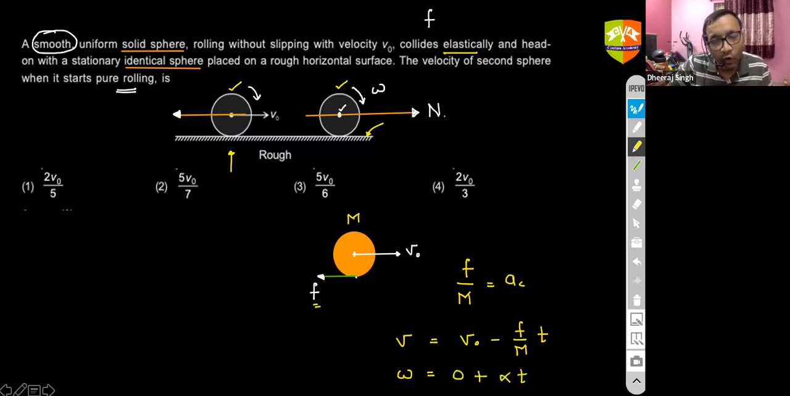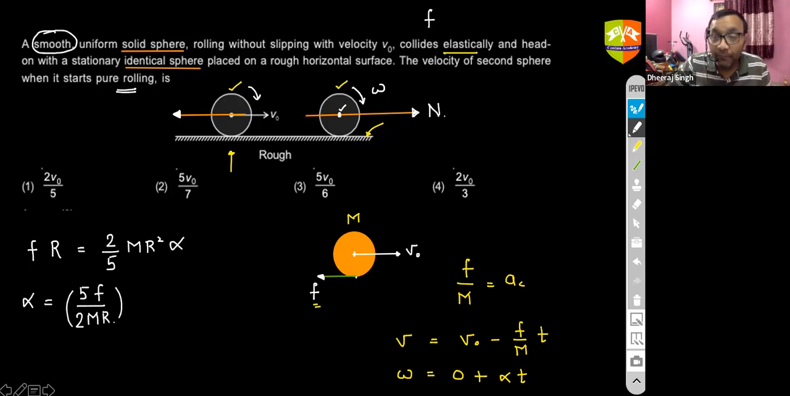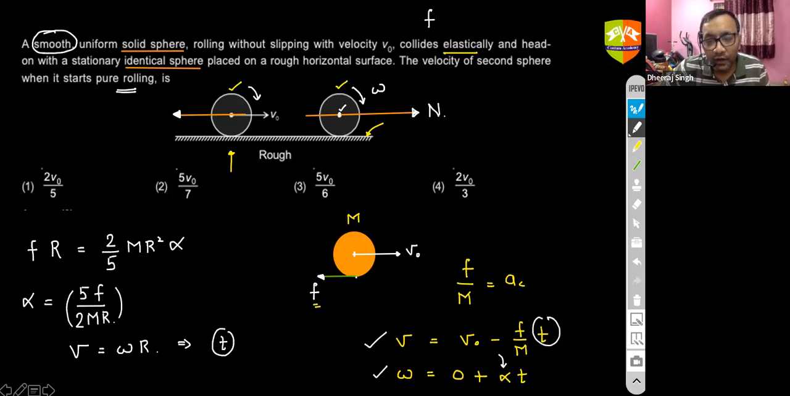Okay. Now, how will you find alpha? Friction is creating torque. F into R is equal to 2 by 5 m r square alpha. So alpha is 5 F by 2 m r. This alpha you have to use here. And if pure rolling starts, then V should be equal to omega r. And this will give you time t, when the pure rolling will start. And once you get the value of t, substitute it here, you'll get the value of velocity. Okay, what do you get the answer as here? Everyone, what do you get as the answer here?